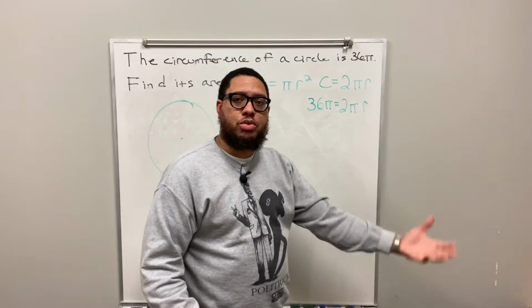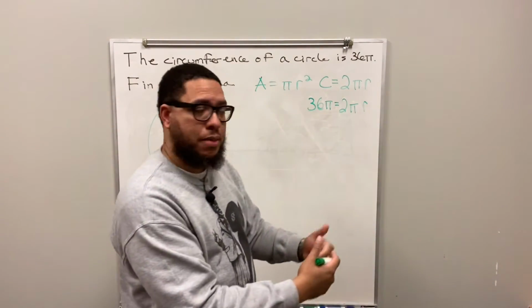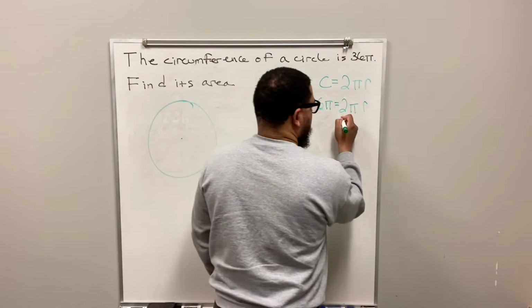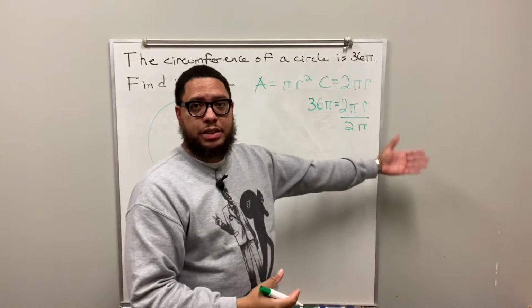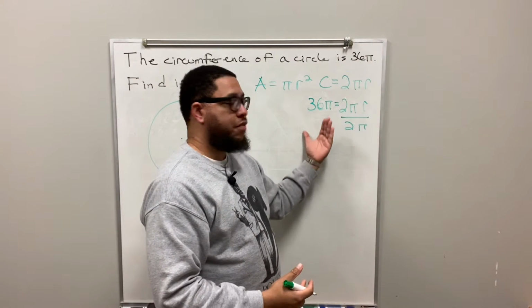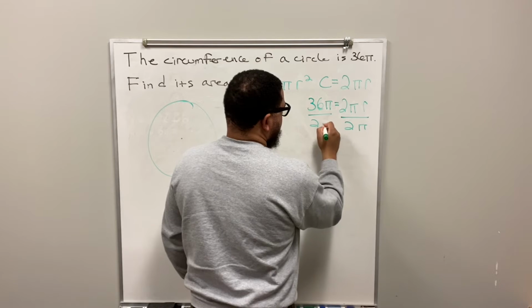So that means I need to do the opposite of multiplication if I want to get rid of 2 pi on that side of the equation. So watch this. I'm going to divide over here by 2 pi. And whatever I do on the right-hand side of the equation, I need to also do on the left-hand side of the equation. So I'm going to divide over here by 2 pi.